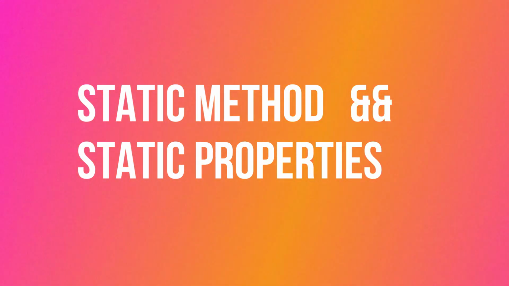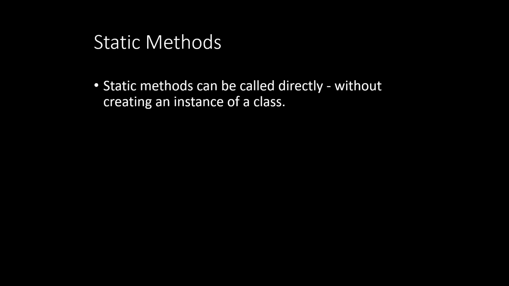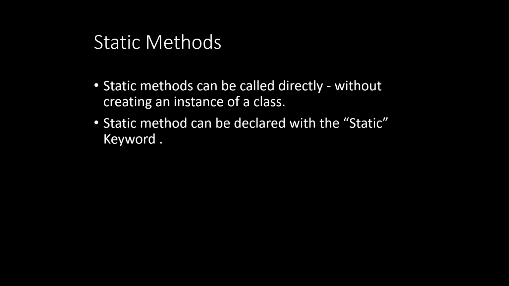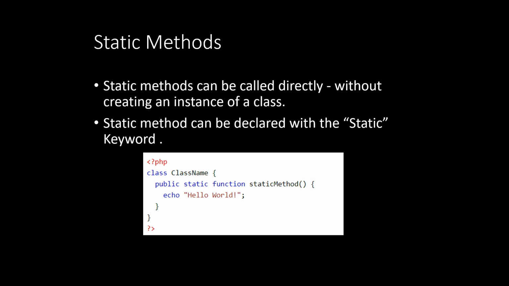Static methods. Static methods can be called directly without creating an instance of a class. A static method is declared with the static keyword. We have a class named ClassName, and inside the class we have a method declared with the static keyword. It defines that the method is static, the method name is staticMethod, and inside the method body we just echo a message, that is Hello World.